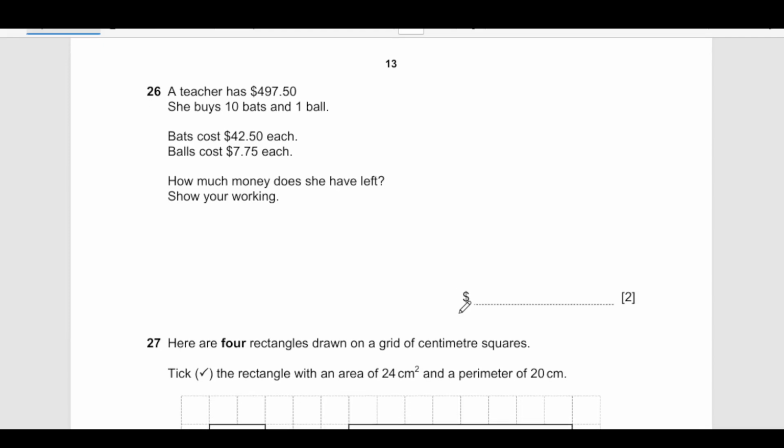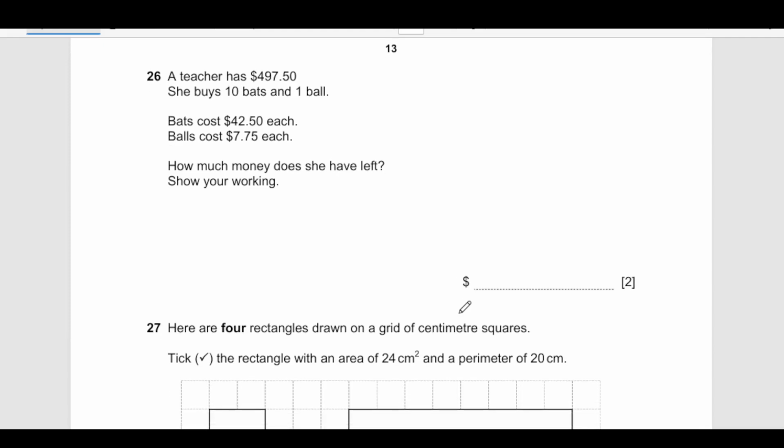Number 26, a teacher has $497.50. She buys 10 bats and 1 ball. Bat costs 42.5 each, and there are 10 bats, right? So we are going to multiply here by 10. Ball costs 7.75 and there is only 1 ball, so we are going to multiply here by 1 only. So when you multiply this by 1 and by 10, it gives us 425.0, and this remains the same, 7.75, right?